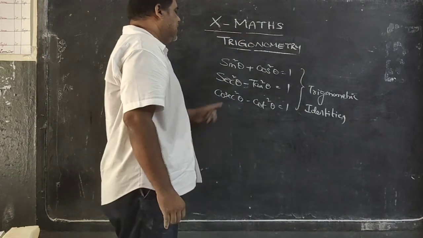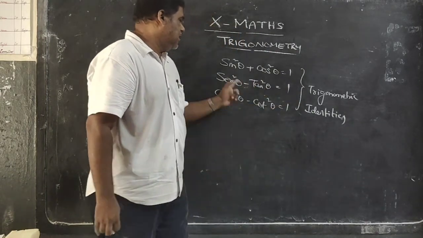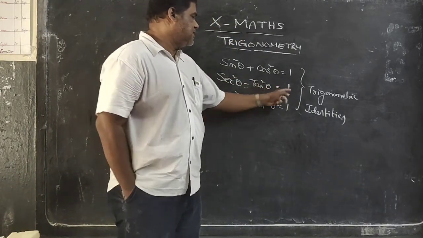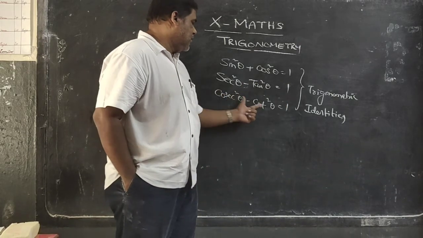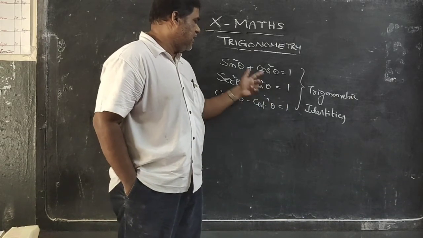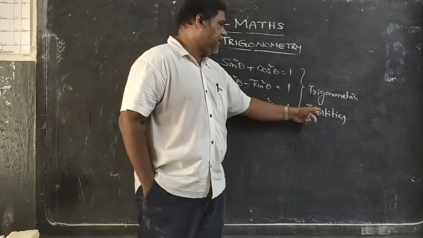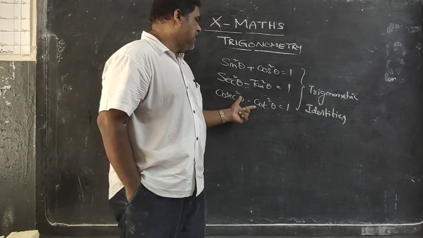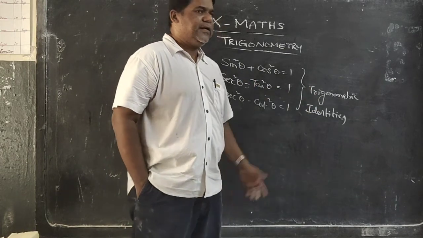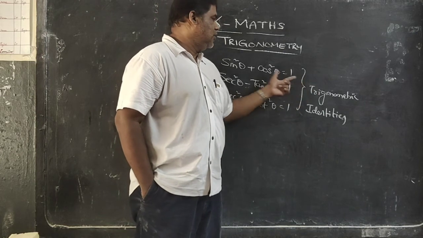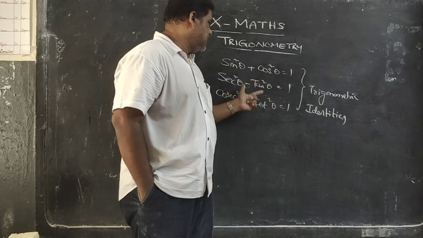So sin square theta plus cos square theta is 1, secant square theta minus tan square theta is 1, cosecant square theta minus cot square theta is 1. These three are called trigonometric identities. Using these three identities, we have to complete the optional exercise. So next exercise is based on these three identities.